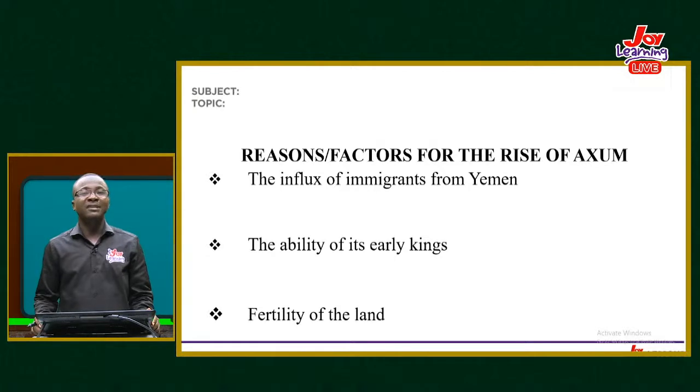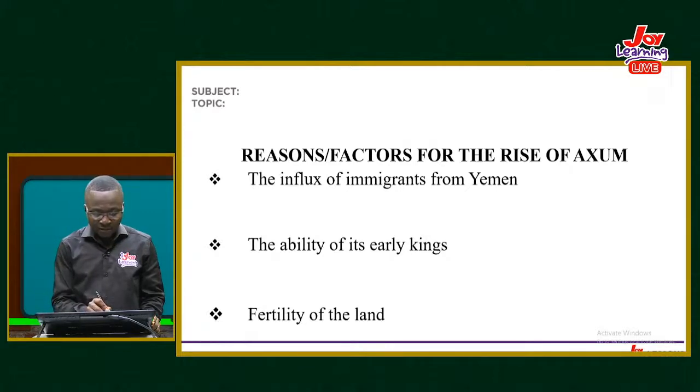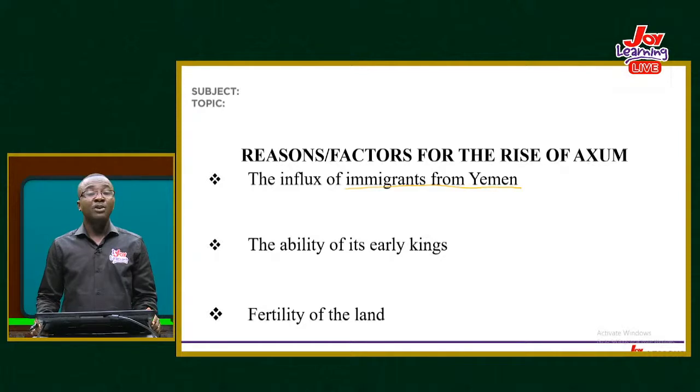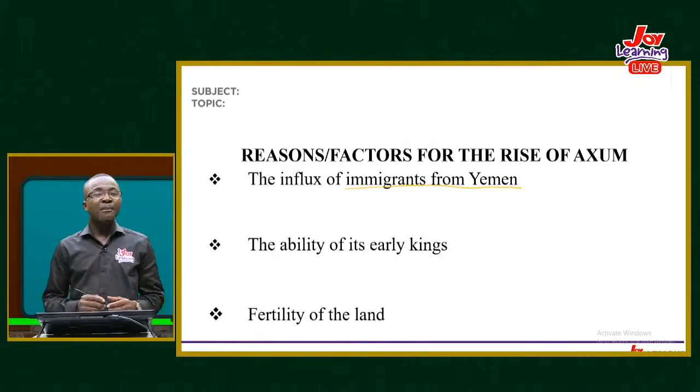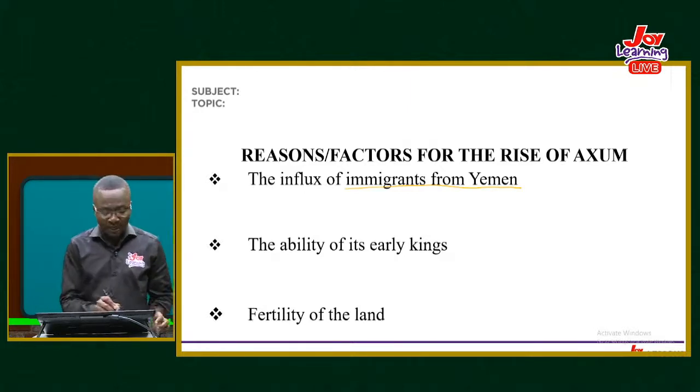Let's now make progress and look at the reasons for the rise of Axum Kingdom. One major factor for the rise of Axum Kingdom is the influx of the immigrants from Yemen. Yes, we are told that the northern highlands of Ethiopia was occupied before the period 700 BC by a group of people referred to as the Kushites.